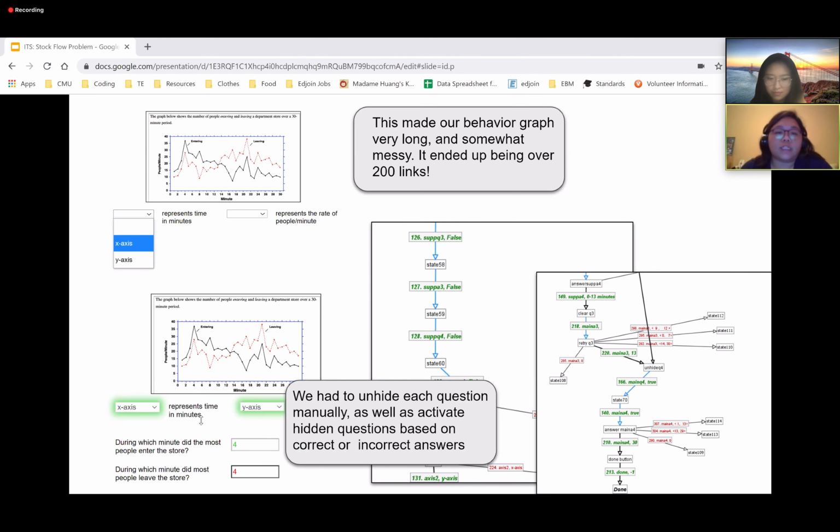Building this in the behavior graph, we basically had to hide each link at the beginning by setting the value to false. And then we had to manually unhide them when we wanted them to be unhidden, such as when a student answered a question correctly or incorrectly. This took up a lot of our time and it was very tedious. It also added a layer of complexity to our tutor.